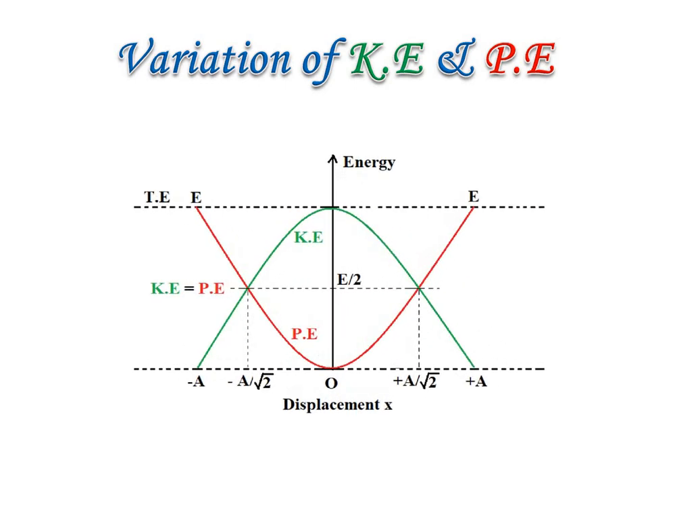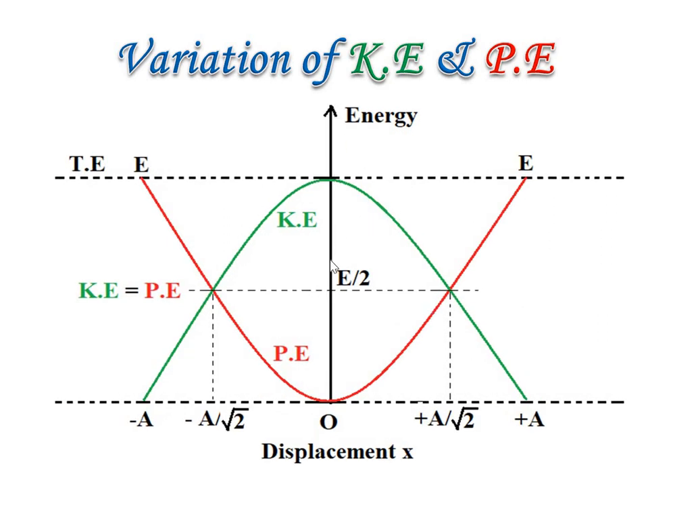See this graph. This one is the energy axis. This one is the displacement axis. This one is the mean position. This green curve indicates the kinetic energy curve and this red curve indicates the potential energy curve. We know that total energy is purely kinetic at the mean position and purely potential at the extreme position. We have seen that kinetic energy equals potential energy at half of the total energy. So the graph of kinetic energy and potential energy against displacement is parabolic in nature.